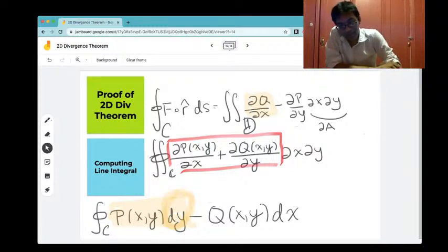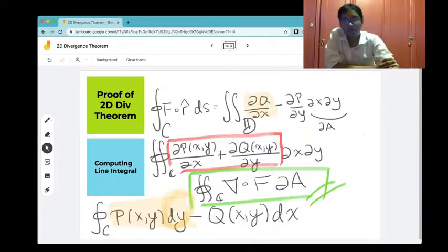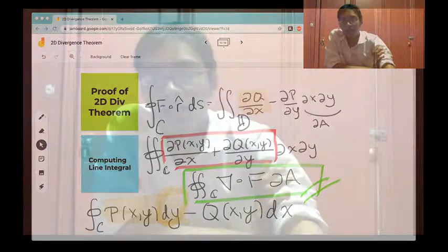So what I'll have is quite simply the following. I'll have the double integral over C of nabla dot F dA, and that right there, folks, that is the two-dimensional divergence theorem, and that's the proof of the two-dimensional divergence theorem. Okay, so hopefully that wasn't too hard of a proof.